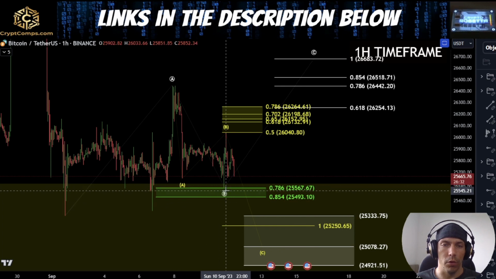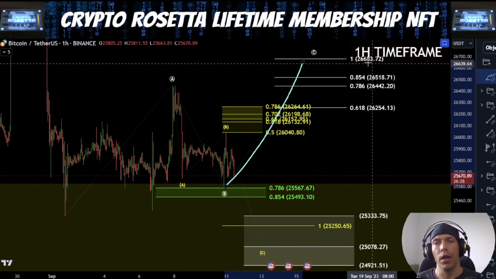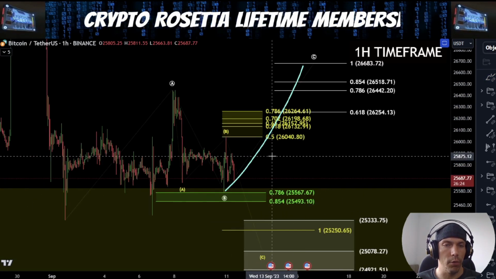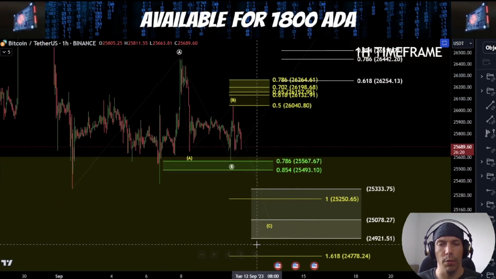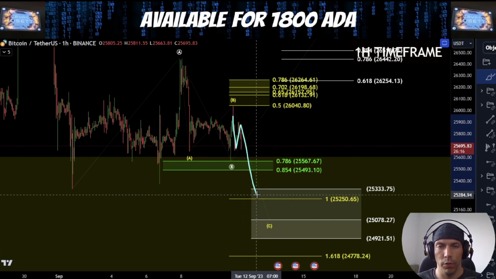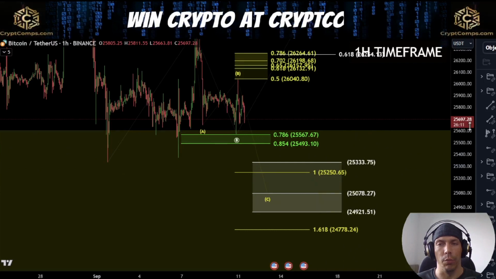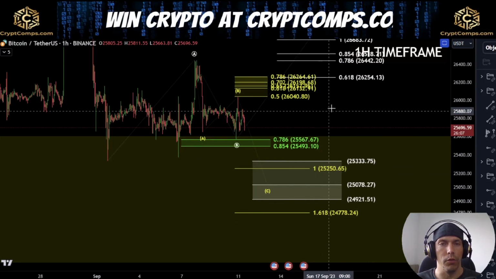If we do look to continue to hold this zone, we can potentially look for the C wave to the upside, looking to push us up towards 26,683. If, however, we start to break down in a more impulsive way, what I'm going to be looking out for here is that effectively this could become 1, 2, 3, 4, and 5, and look to push us down into this lower white target box, which is sitting at this 25,333 to this 24,921.